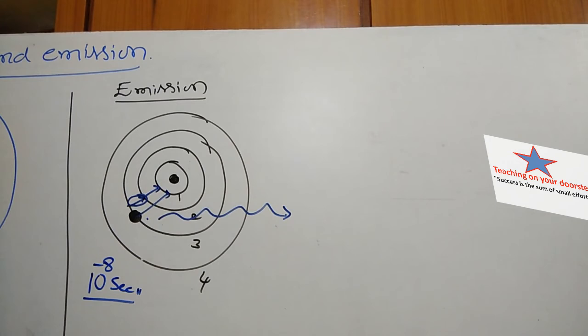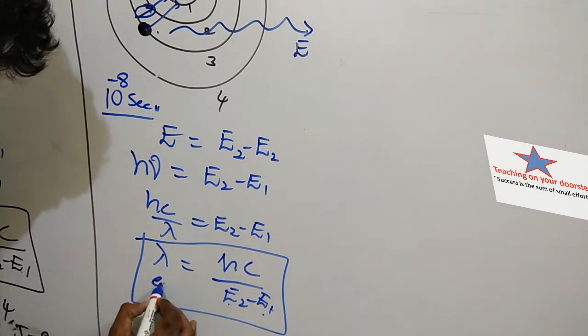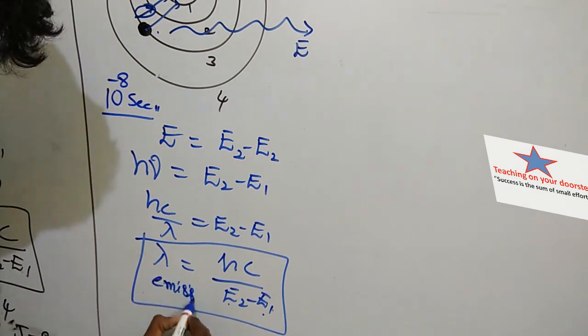So that value is from the same Planck constant formula, E is equal to h mu, which is E2 minus E1. So mu is equal to hc by lambda, that is equal to E2 minus E1. Then lambda is equal to hc by E2 minus E1. The emission wavelength we can easily find out if we know the excited state energy level and the lower energy state energy level. This is the emission wavelength of the electron.